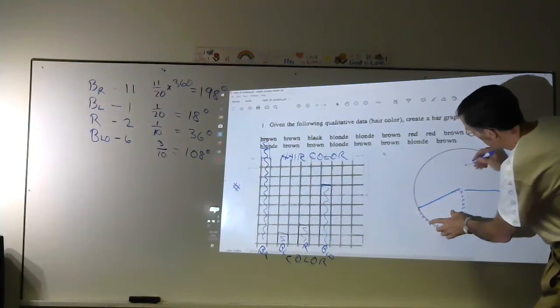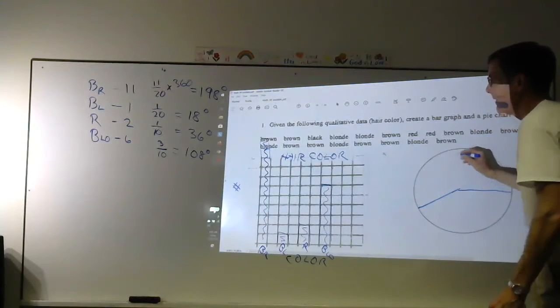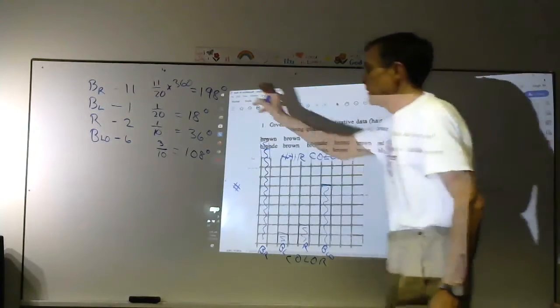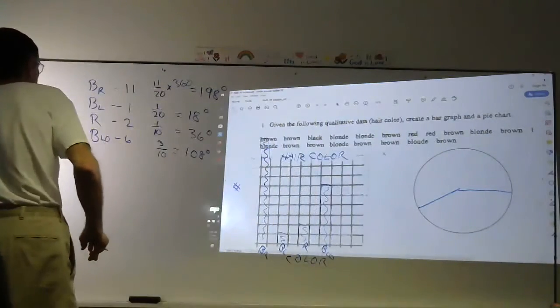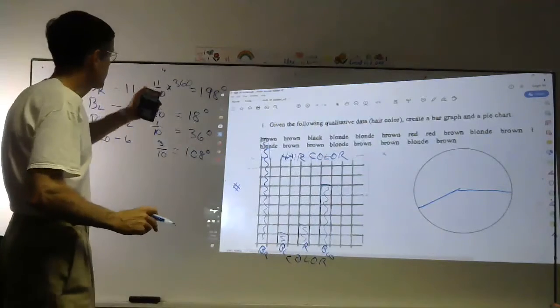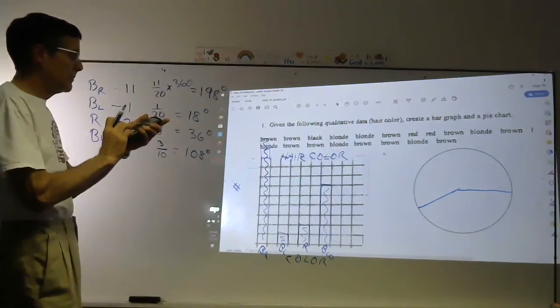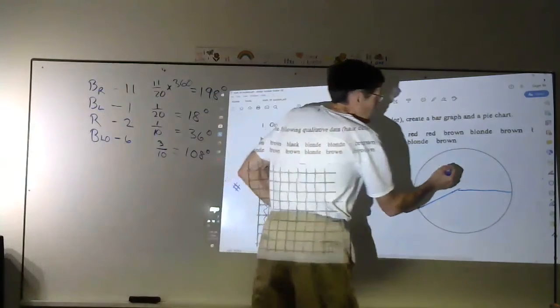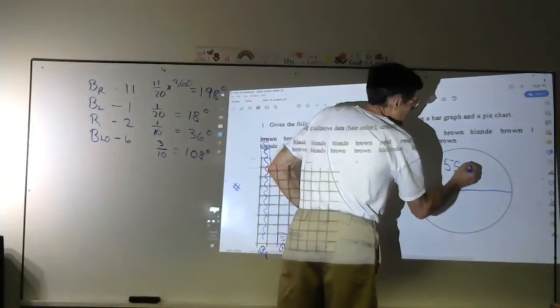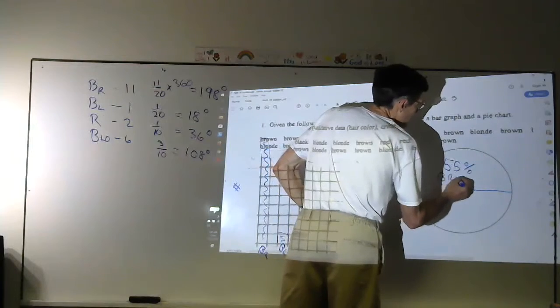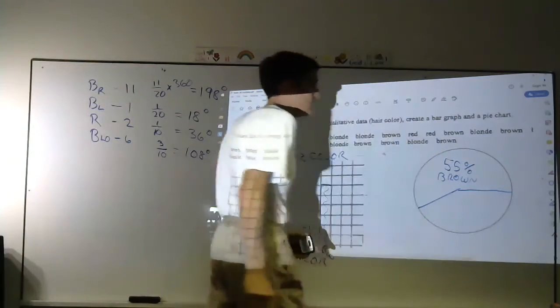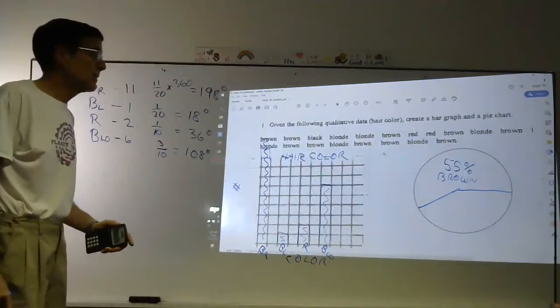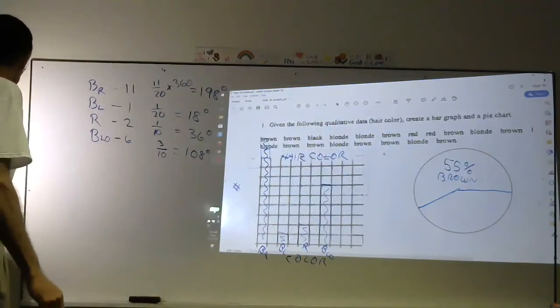Okay? And I can see that this is the representation for brown-haired people. Let's get a percentage. 11 divided by 20 is 55%. So I know that 55% are brown hair. Everybody sticking with me?